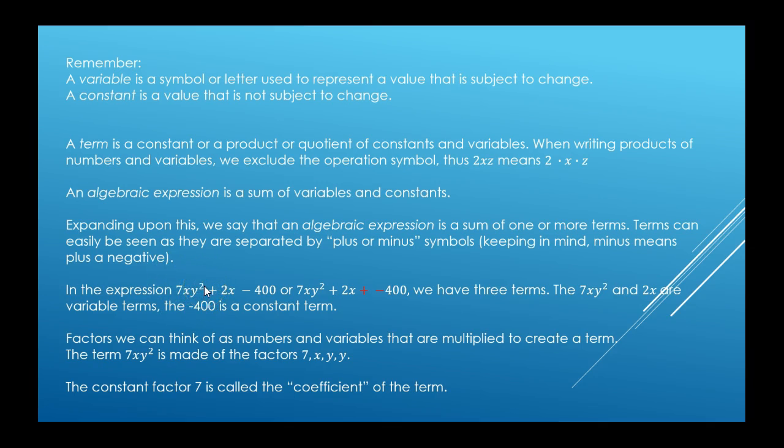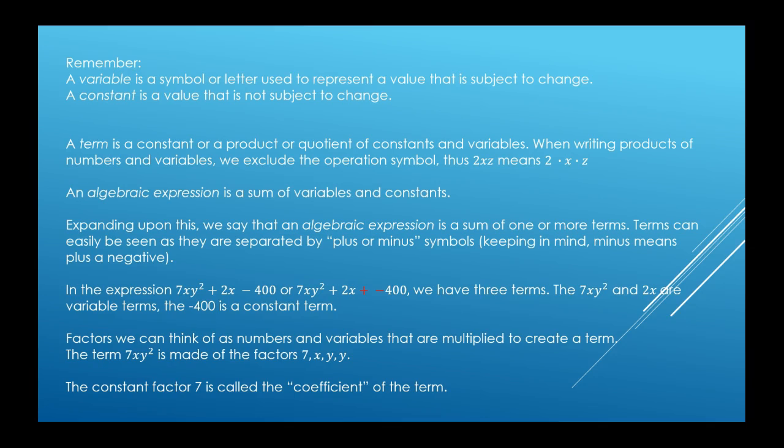7xy squared is a term. Then we have a plus sign. 2x is a term. Then we have actually a minus sign, which is plus negative. So the third term here is a negative 400. So the first term is a constant and a couple of variables. The second term is a constant and a single variable. And the third term is a constant. This gives us an algebraic expression. It is a sum of 3 different terms.